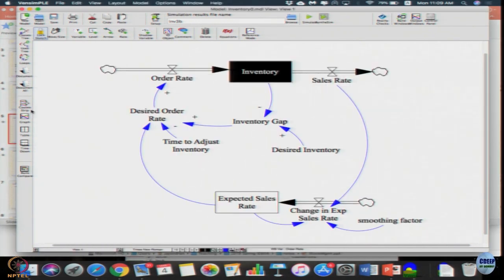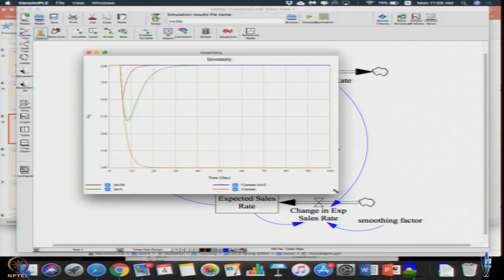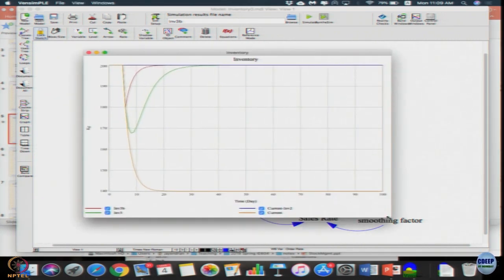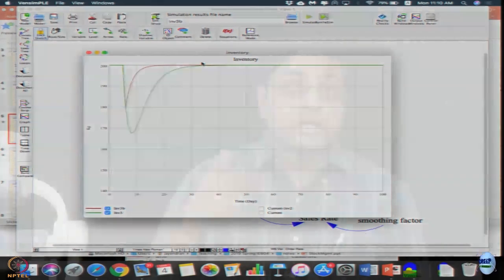Let us look at inventory. You can observe inventory has a sharp fall, after which it immediately starts to rectify much earlier. With a higher smoothing factor, you are quickly reacting to recent changes. Whether it is desired or not depends on the scenario, but in this particular case it results in reaching your desired level of inventory much earlier.